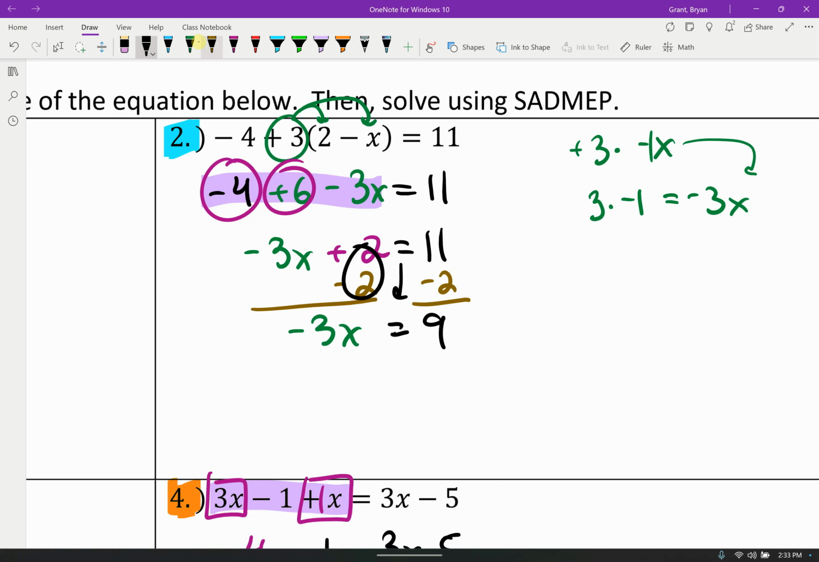And then we undo the negative 3 that is multiplying by x. Anything by itself is 1. Positive divided by a negative is a negative. 9 over 3 is 3.